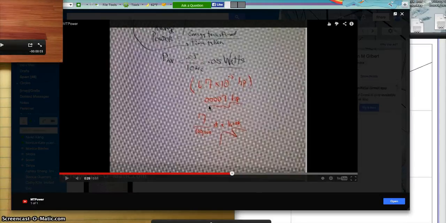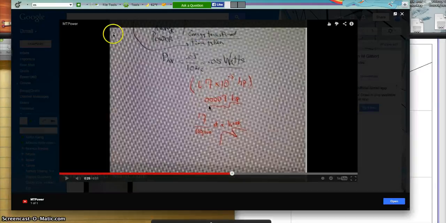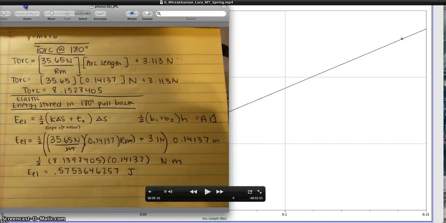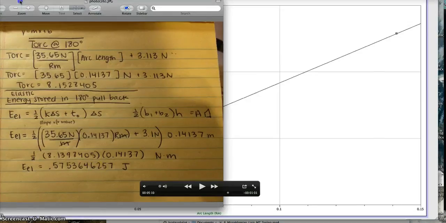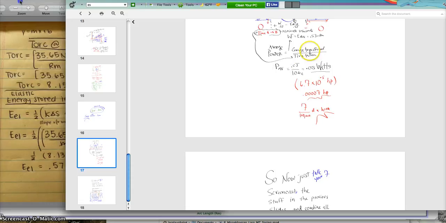And then, after you look at 2 seconds, you want to look at how much energy is transferred, and that would probably be our elastic energy right here. So we have 0.57, 53, 64, 6257. Yeah, it is elastic energy, because I was just thinking of the flow diagram, and that's the work you're putting in. So that is the energy transferred. It's that number, and then divided by the 2 seconds we got.